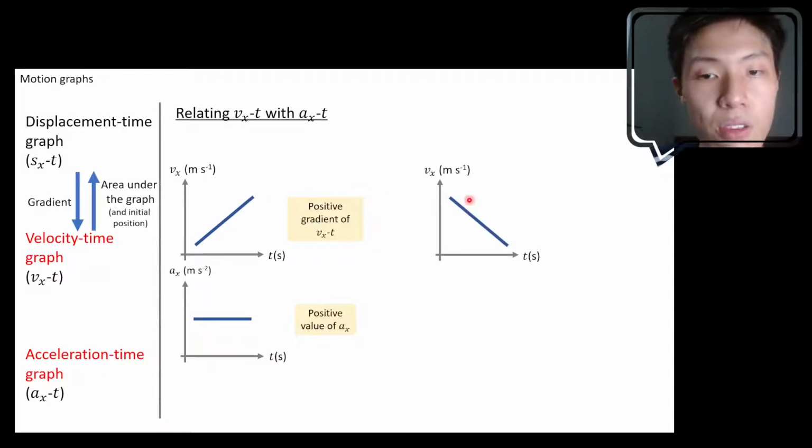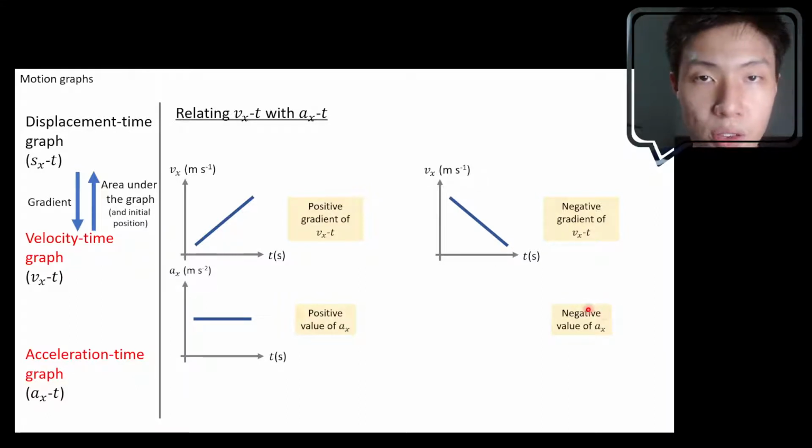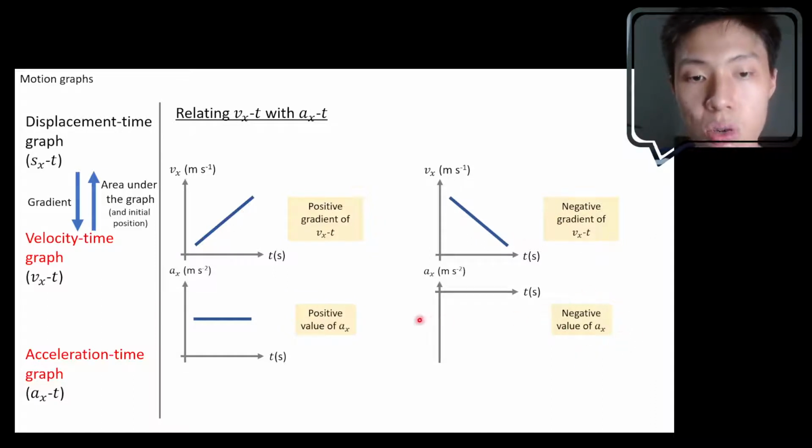Okay, then of course we also know that if our velocity time graph looks like this, a negative gradient, you should expect a negative value of ax. So with a negative value of ax, you should expect your acceleration time graph to be plotted below the time axis. And because this gradient is constant, the value for ax is constant. So you should expect a horizontal line to show that it is a constant acceleration.